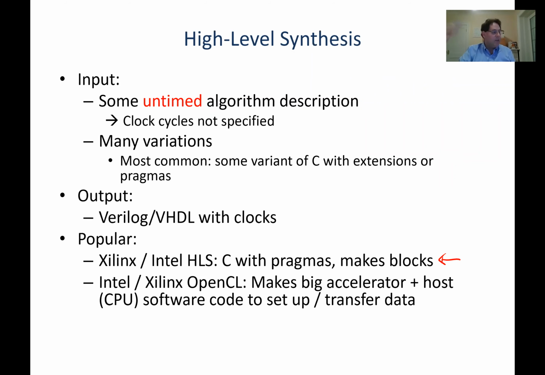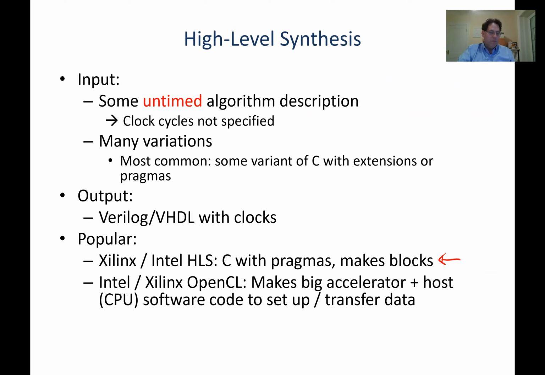Again, by instantiating it in a higher level HDL design or some other techniques that I'll talk about in a minute. There's another set of high-level synthesis tools, again from Intel and Xilinx, that target OpenCL. So OpenCL is essentially a competitor to CUDA. CUDA is NVIDIA's data parallel programming language for their GPUs, and it's proprietary to NVIDIA. It only works on NVIDIA GPUs.